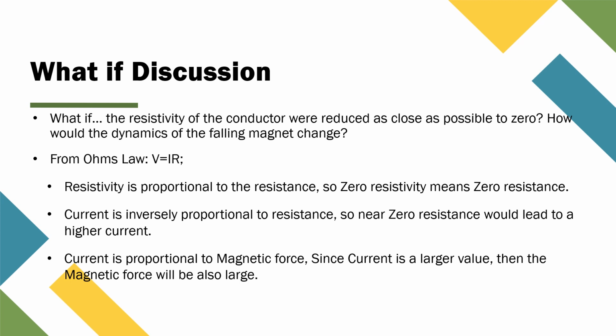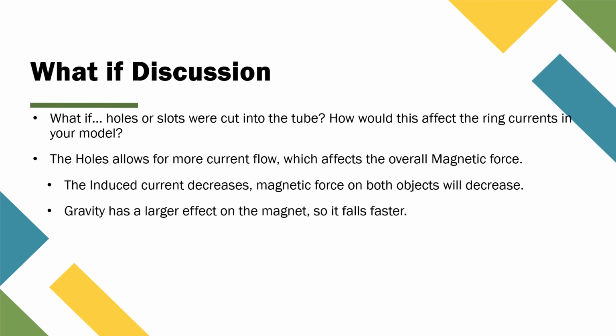So answering the second what-if discussion question: what if holes or slots were cut into the tube? How would this affect the ring currents in your model? The holes interrupt the current flow, which affects the overall magnetic force. The induced current decreases. Magnetic force on both objects will also decrease. And the gravity would have a larger effect on the magnet, so it will fall faster as well. So overall, it will be less magnetic force and more gravity contributing to the fall of the magnet.